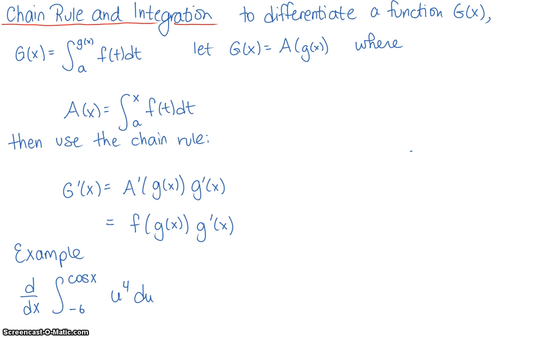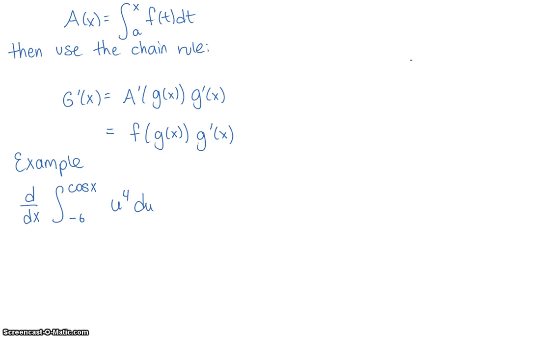So now we're going to look at how to differentiate a function that has an integral in it. So, for instance, if we want to differentiate a function G of x, where we have it from a constant up to a function little g of x, we're going to let G of x equal the area function of the little function, g of x. So we're going to use the chain rule, and we're going to look at this example to show how this can be done. So by using the chain rule, we can look at this and break it down as follows.